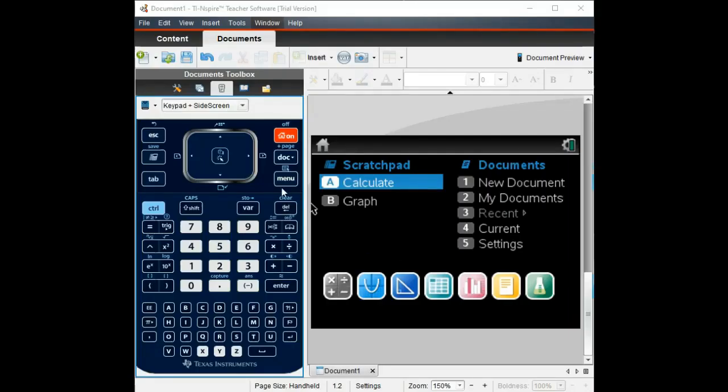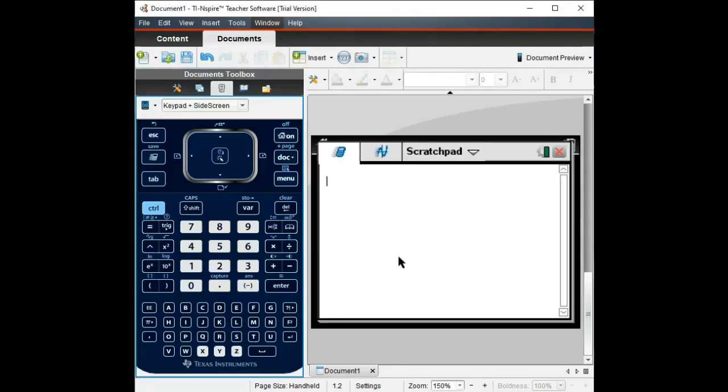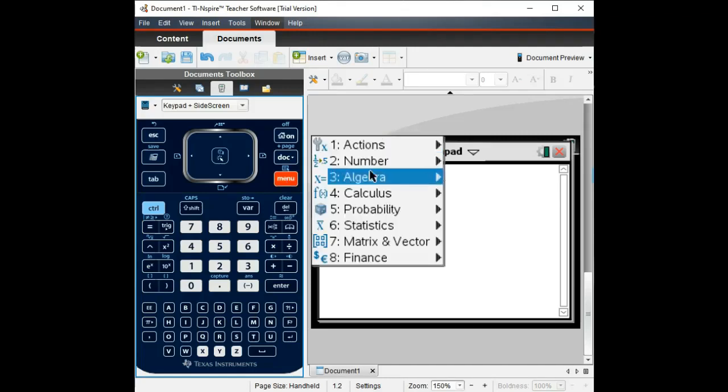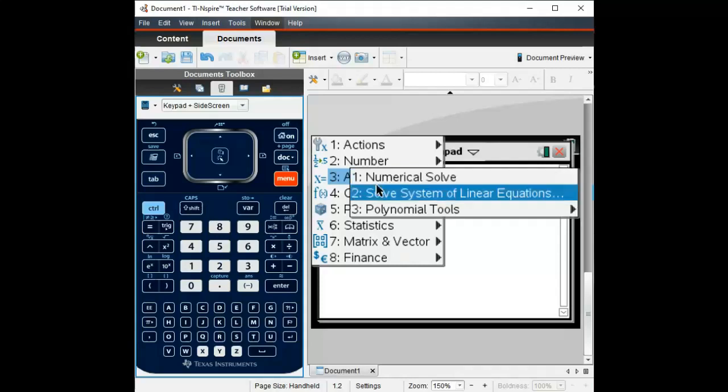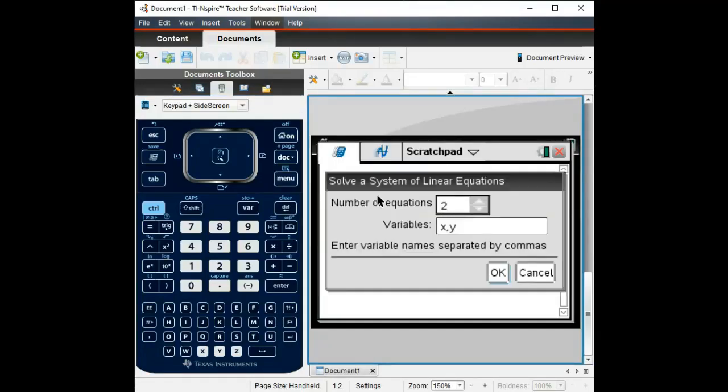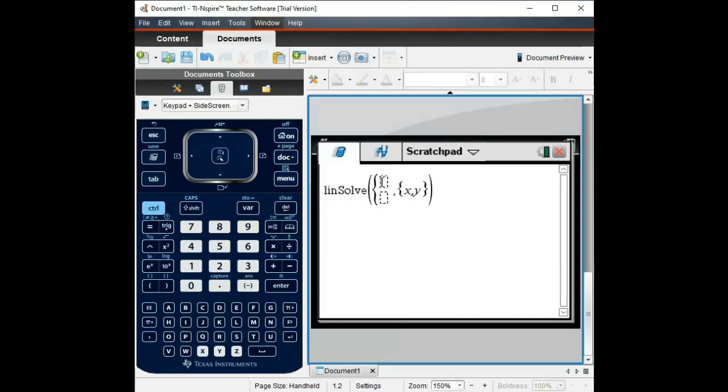Now to use the calculator to solve a system of equations, I'm going to go ahead and hit enter on calculate. And once I get in here, I'm going to hit the menu button. I'm going to go down to algebra just like if we were doing numerical solve, but instead of numerical solve, we're going to go to option 2, which is solve system of linear equations. And we're going to left click. Now it asks you how many equations it has, and in Algebra 1 we always just have 2 equations. So we're going to hit OK. And now we just type it in here.